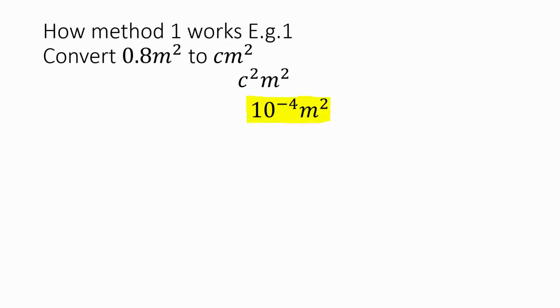Now the underlying concept for converting between units is that you can only really times by 1. You can't change the absolute value of the measurement.